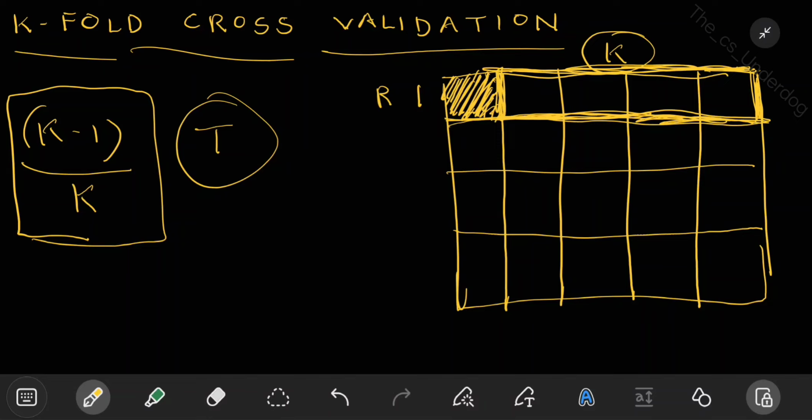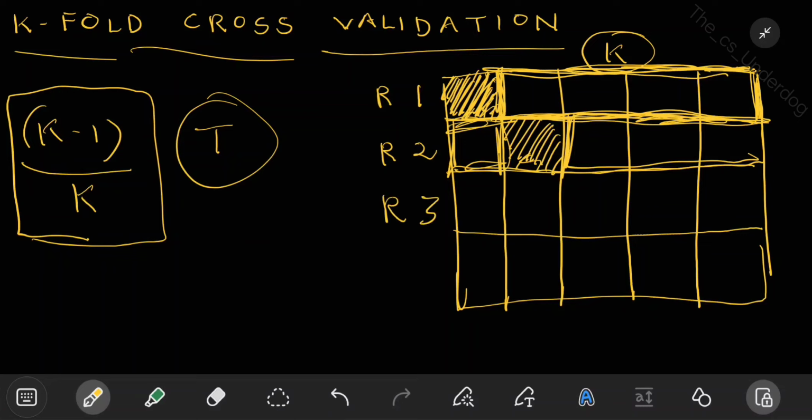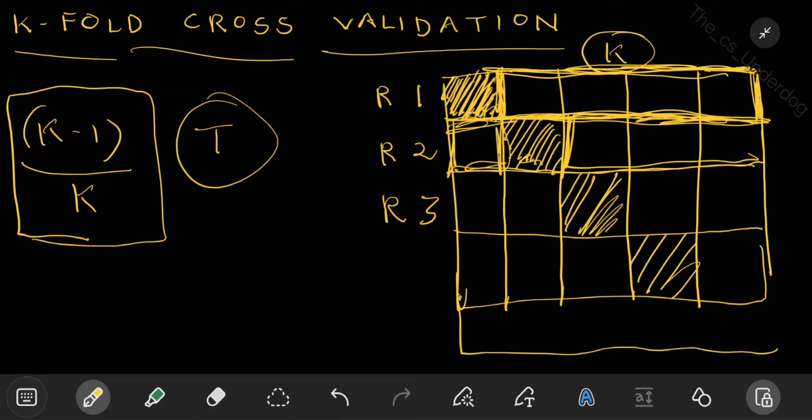Then once I am done with this, I do run 2. In the second run, the second portion I keep for validation and the remaining k minus 1 portions I use for training. And in run 3, it is the third portion that I use for validation. Then the fourth portion, then there is one more run in which I use the final fifth portion. So here my k is 5.